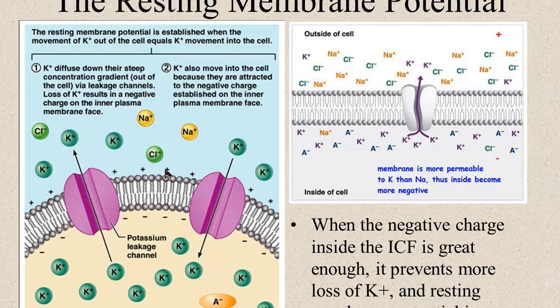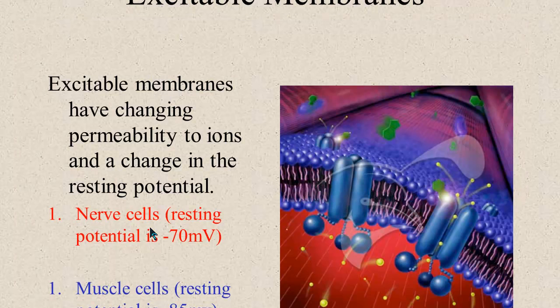If we actually measured this value for nerve cells, it's -70, and for muscle cells, it's -85 to -90. So that means it's more negative by 70 millivolts on the inside compared to the outside. So the difference in millivolts of this charge on either side of the membrane is called the resting membrane potential.